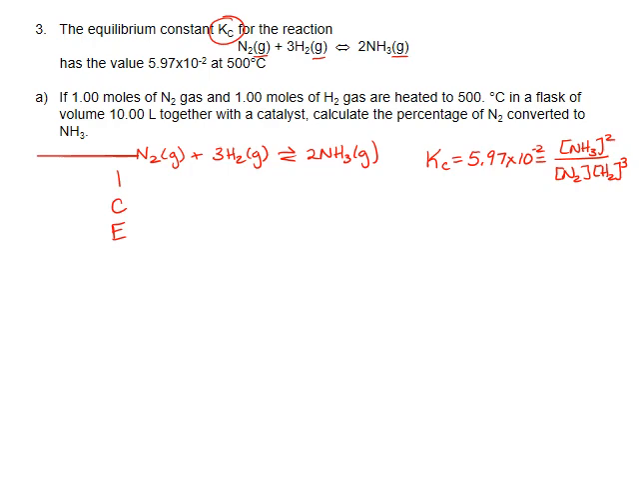So we're told that we have 1 mole of nitrogen gas in a 10-liter flask. What's the initial concentration of nitrogen then? Remember that molarity is moles over volume, so we have 1 mole of nitrogen in 10 liters, which gives us 0.1 molar nitrogen. We also have 1 mole of hydrogen in the same volume, so we're starting with 0.1 molar hydrogen gas as well. We'll assume that we're starting with 0 of the ammonia gas.